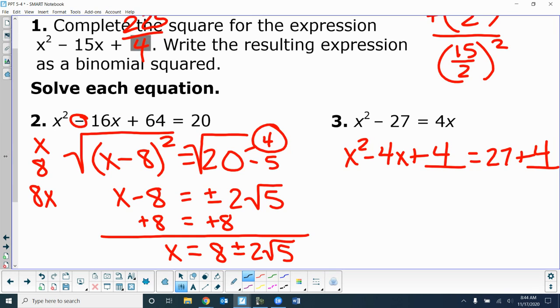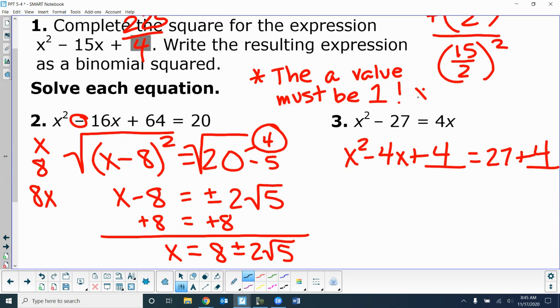Always plus blank. Also, what always must be true about A? It's got to be 1, remember? So for those of you that weren't here yesterday, in order to complete the square, that's what we call this, that A value has to be 1. So it was, so we're good there.